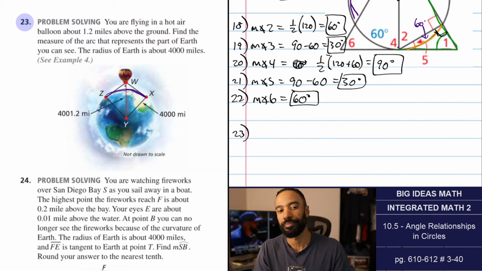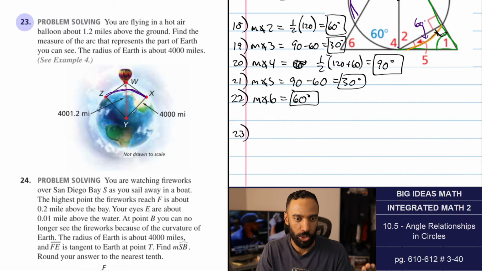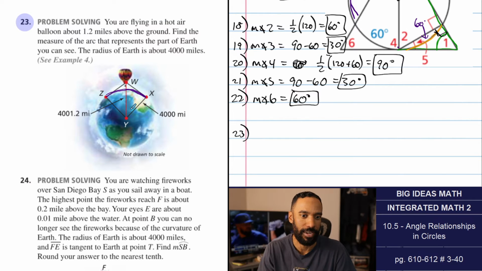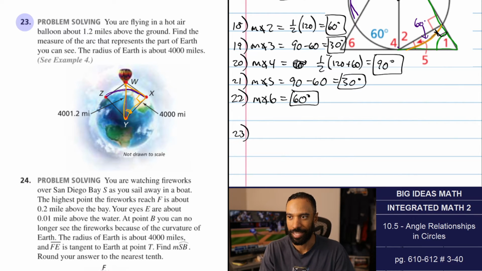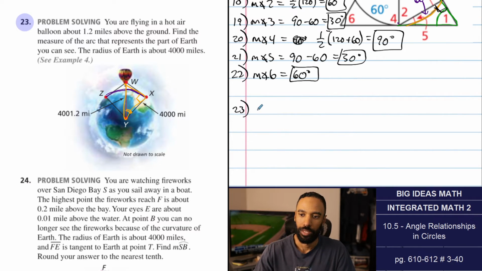But here's the measure of the arc we're trying to say we can see, and that's going to be the same as the central angle that we have here. So my goal is to find this whole central angle measure just by finding one of these angle measures right here. If this is 4,000, it is adjacent to this angle that I'm looking at, and 4,001.2 is the hypotenuse for that right triangle. So in this right triangle, I want to find that angle, double it, and that'll be equal to the measure of arc XZ.